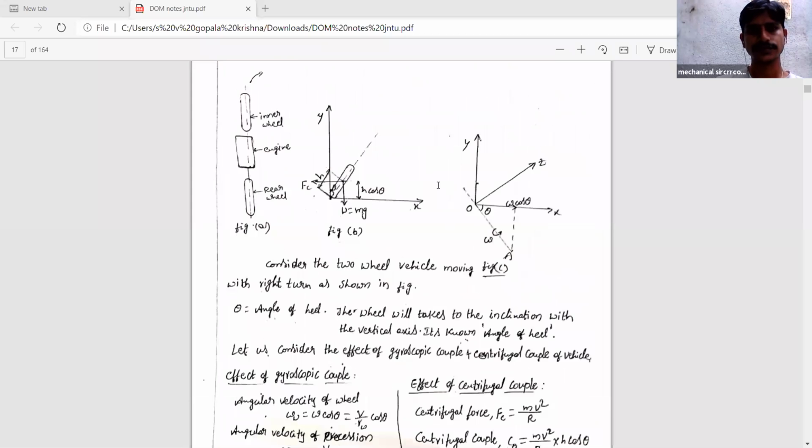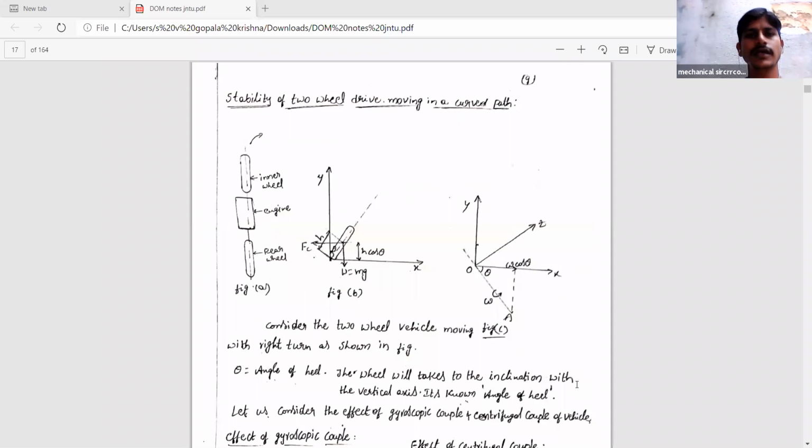Okay, now all of you observe that. So today's topic is stability of a two-wheeler moving in a curved path. All of you observe the three figures, figure A, figure B, figure C. Here the condition is that we just consider the two-wheeler vehicle taking a turn. The turn is a right turn here. So we are taking the condition of right turning.